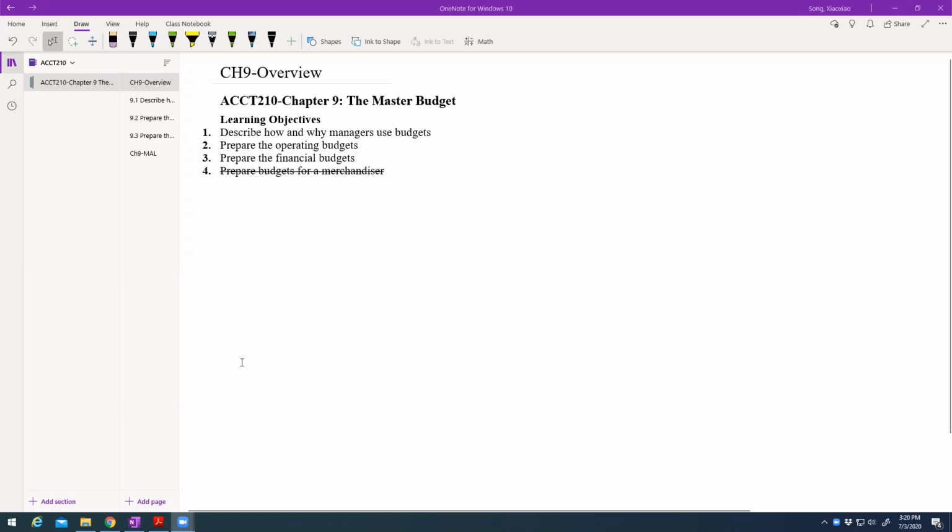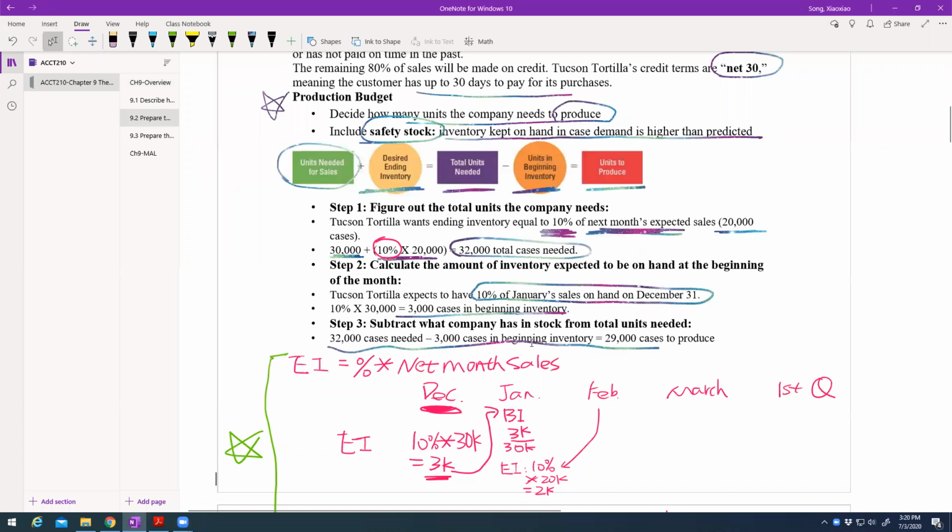Last time we talked about the second learning objective, preparing the operating budget. We talked about the sales budget, which is the first budget you have to prepare, but we focused on the production budget.